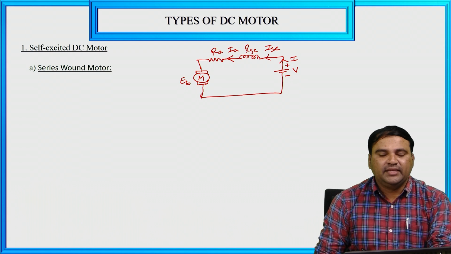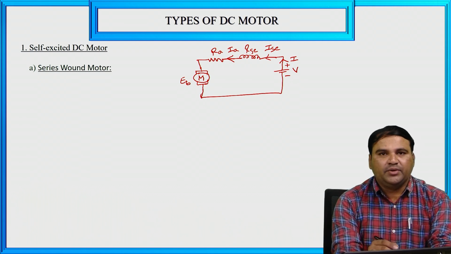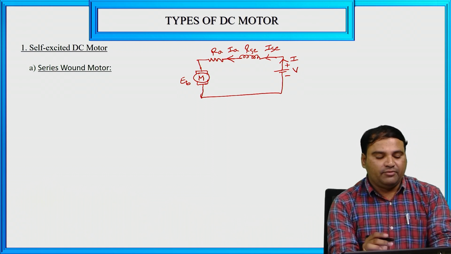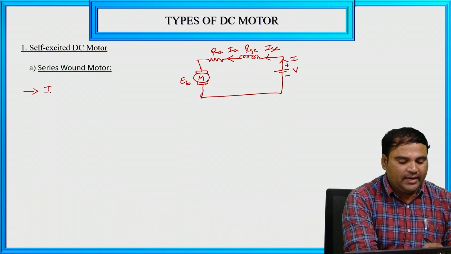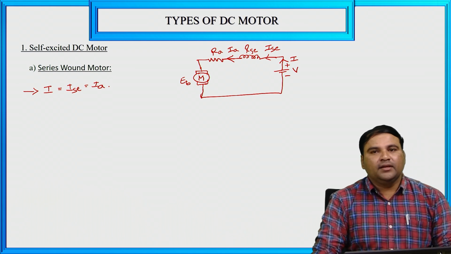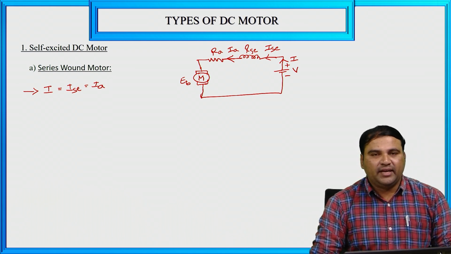First, write the current relations. Here it is a series circuit, and in a series circuit the current is constant. Therefore the total current I is equal to ISC, which is equal to IA. Since the current is constant, I equals the series field current, which equals the armature current. So all the currents are the same through RSC and RA.